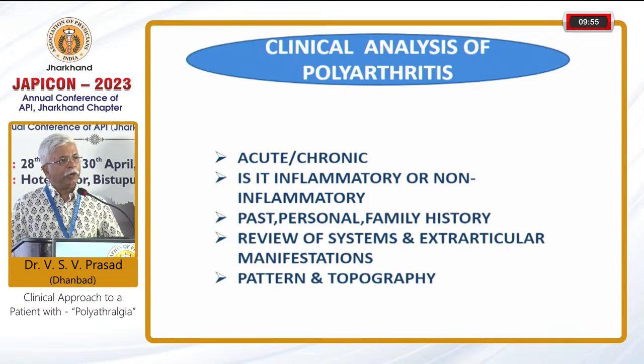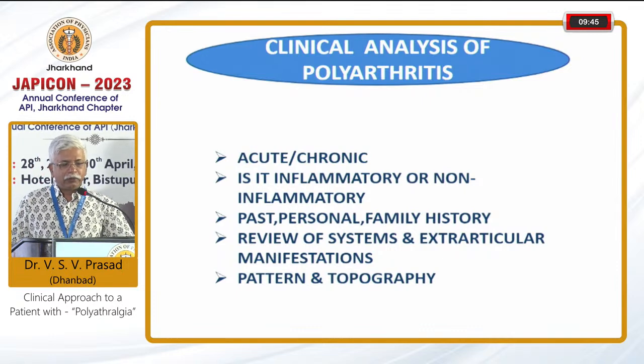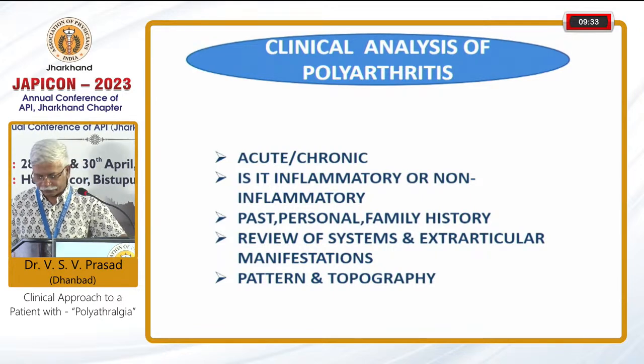We also need to look at the various systems because there could be multi-system involvement in polyarthritis, and also look at extra-articular manifestations. Finally, we need to look at the pattern of the arthritis and the topography, how the progress of the joint involvement is taking place, because that will give us important clues on the diagnosis.